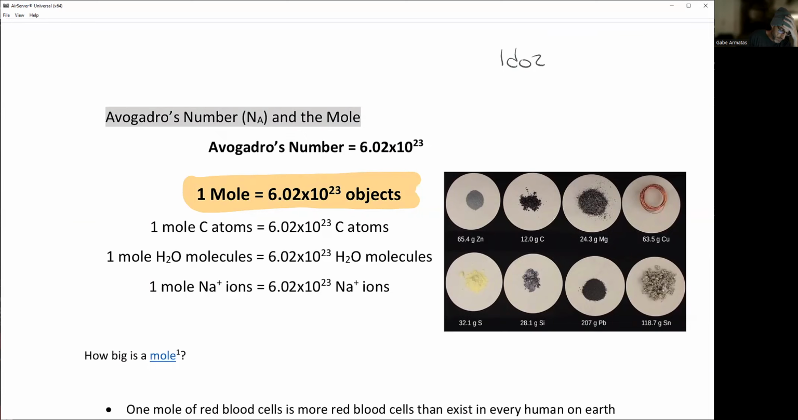This is kind of the same thing as saying 1 dozen. If I asked you to get 12 or a dozen, anytime you hear the term dozen, I'm talking about 12. Okay.